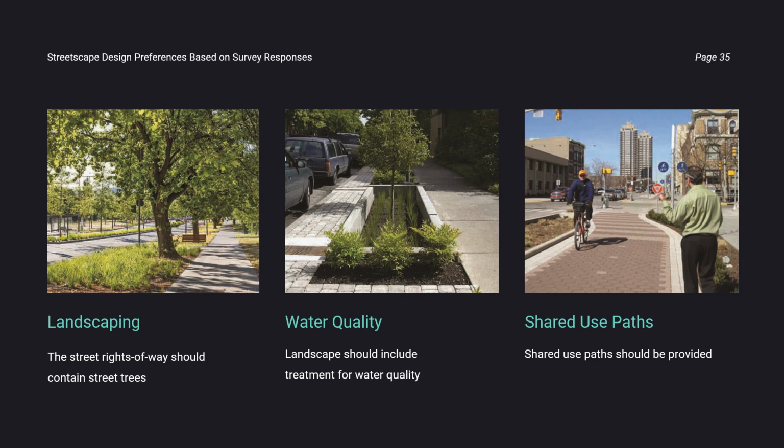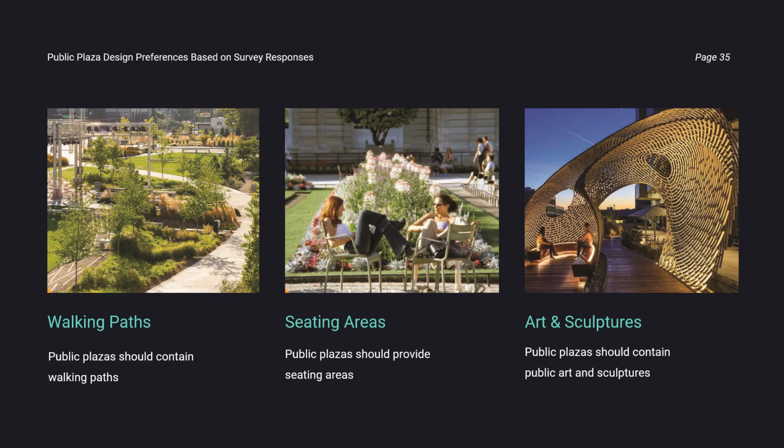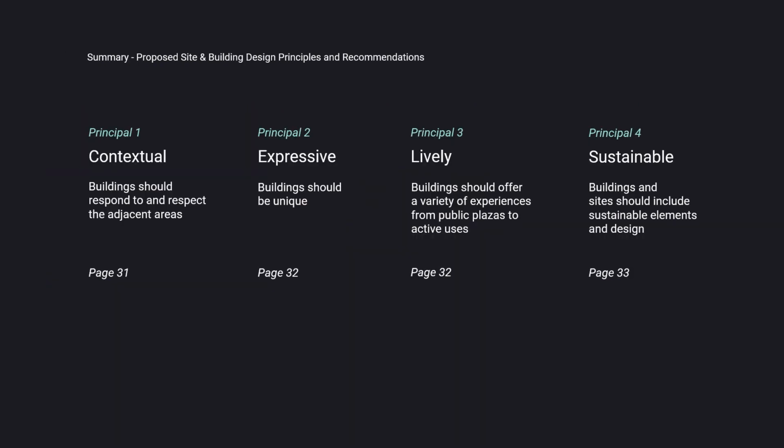For streetscape design, preferences included landscaping, and street trees should be included in rights-of-way. For water quality, landscape should include treatment for water quality, and shared use paths should be provided. For public plaza design, respondents would like to see walking paths, seating areas, and public art.